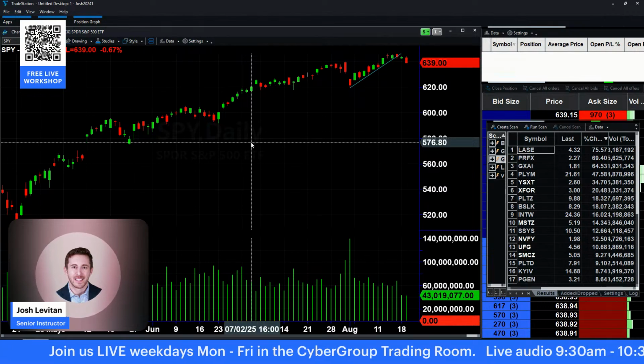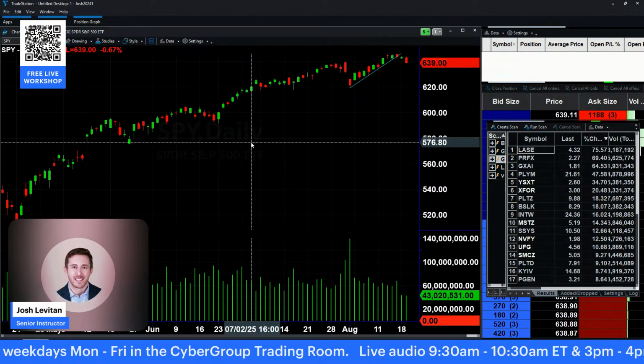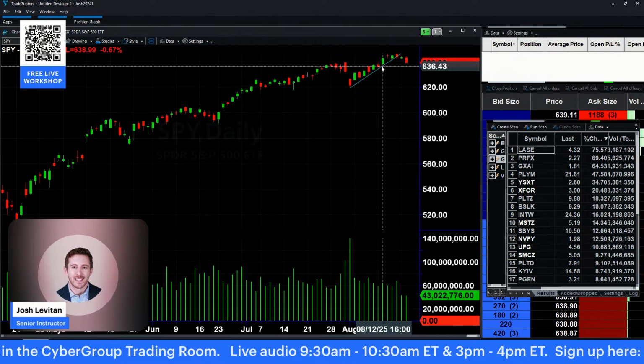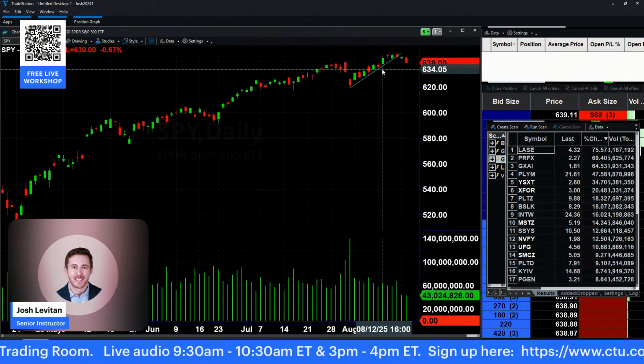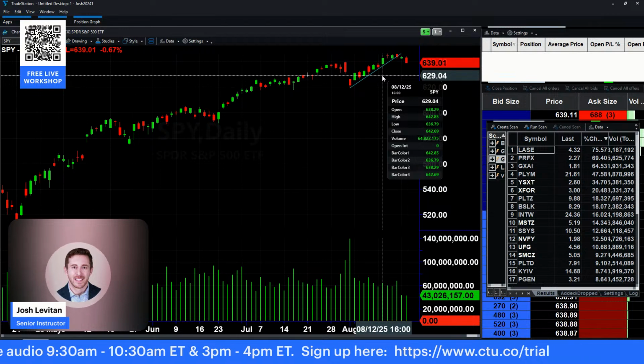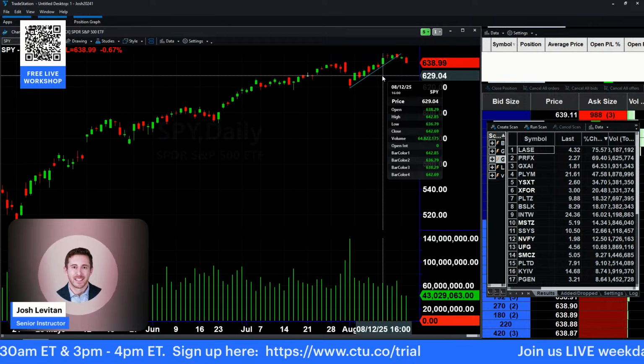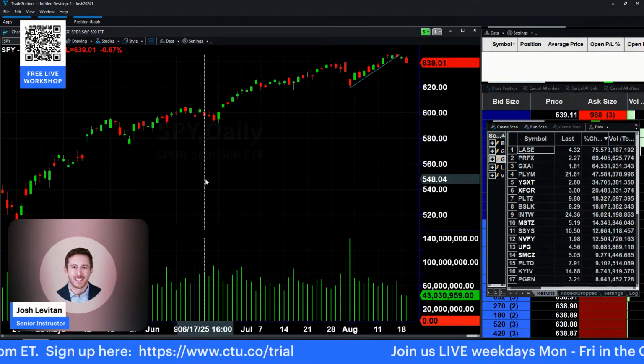So you've got to cross your T's, dot your I's, and know where your levels are next. With that, on the SPY, we'll see if this can try and hold over the low of this wick, this candle, around 637, 636 and some change, right?